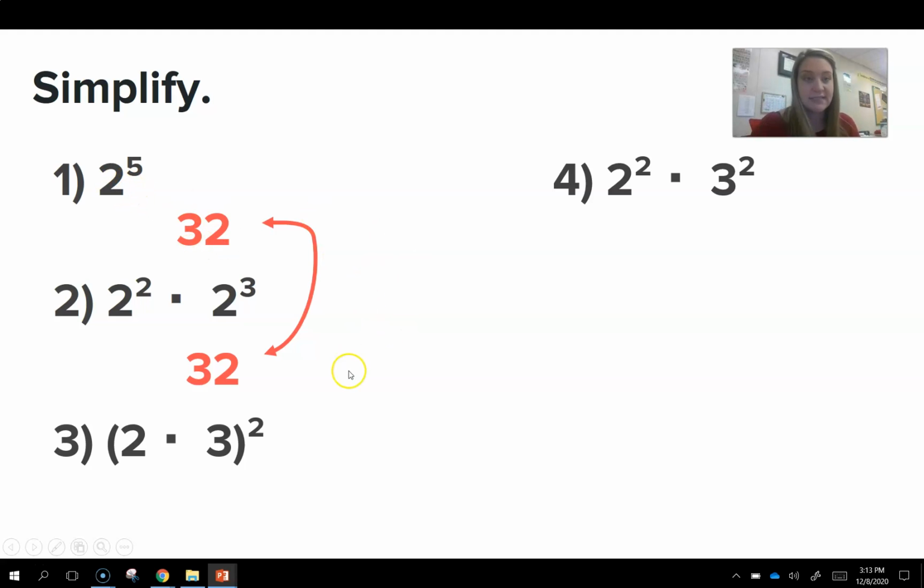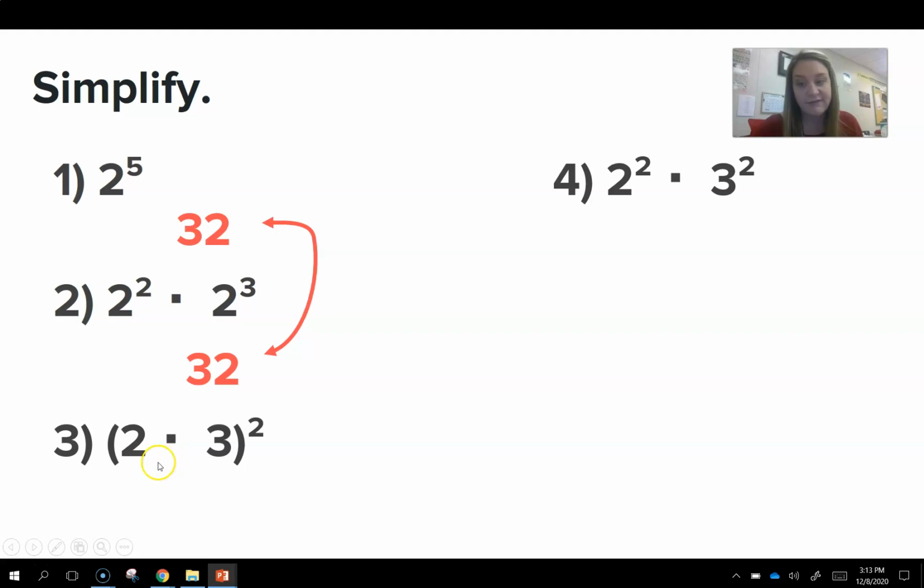So notice how we got the same answer through here. What property is that showing us? Do you remember? So it looks like my exponent of 5 got split up to be the exponents of 2 and 3. As long as we're multiplying and our bases are the same, it's the same thing as adding our exponents together. So those are the same thing.